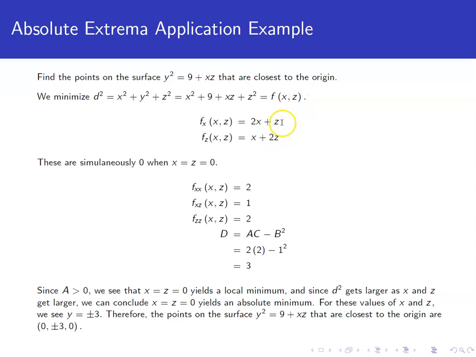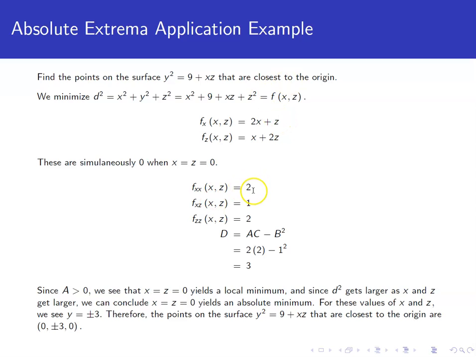Take our first partials with respect to x and with respect to z. We get 2x plus z for our partial with respect to x, plus 2x plus 2z for our partial with respect to z. We see that these are simultaneously 0 when both x and z are 0, and that's it. If you were to solve that system of equations, setting them both equal to 0 and solving, you would get 0 for both x and z.